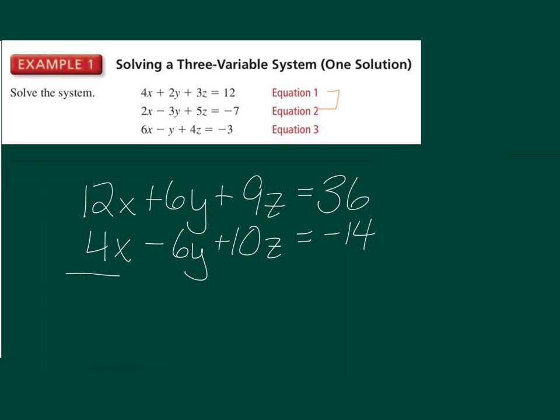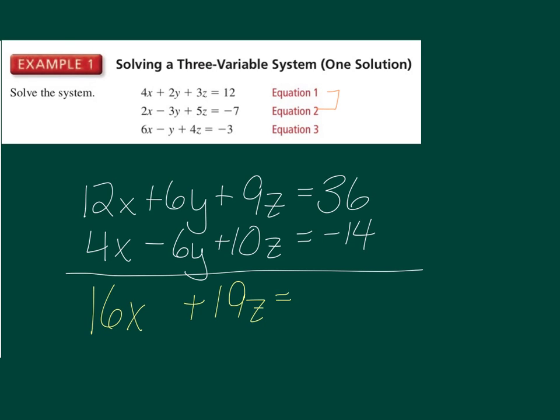Now I'm going to combine these two, and I'm going to give myself a new equation with 2 variables instead of 3. So now that I have these two ready to go, I'm going to add them together because my coefficients already are different signs. Those two are going to eliminate nice and easy here. So I get 16x, the y's cancel, plus 19z is equal to 36 minus 14 is 22. So now I have a new equation 1 here, an equation in 2 variables.